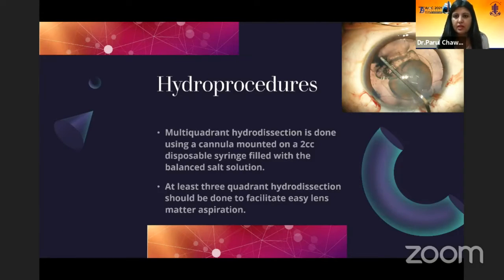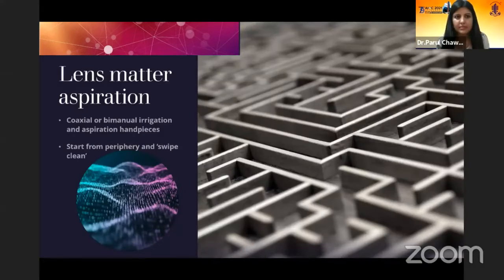Hydro procedures, multi-quadrant hydrodissection, at least in 3 quadrants, should be done using a cannula mounted on a 2 cc disposable syringe filled with BSS. Lens matter aspiration can be done using a coaxial or a bimanual irrigation and aspiration handpiece. We should start from the periphery and swipe the lens matter clean.